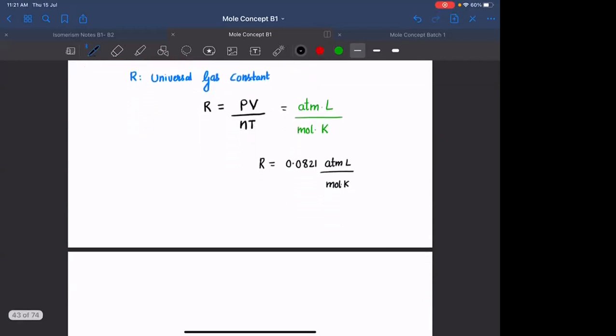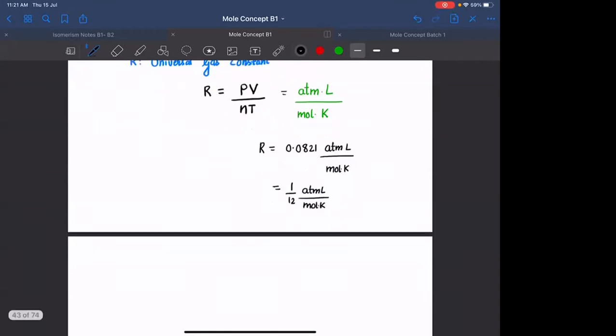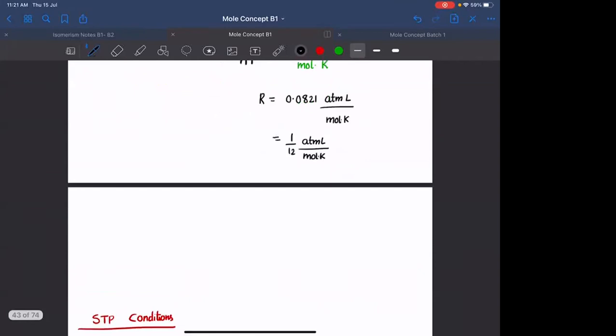For problem solving, you can take the value of 0.0821 as 1/12 for entrance exams. If the answers are very close to each other, take the value as 0.0821 only. If the answers are very far, you can take the approximation of R as 1/12 atmosphere liter per mole Kelvin. You can have another, different unit of R in SI units.